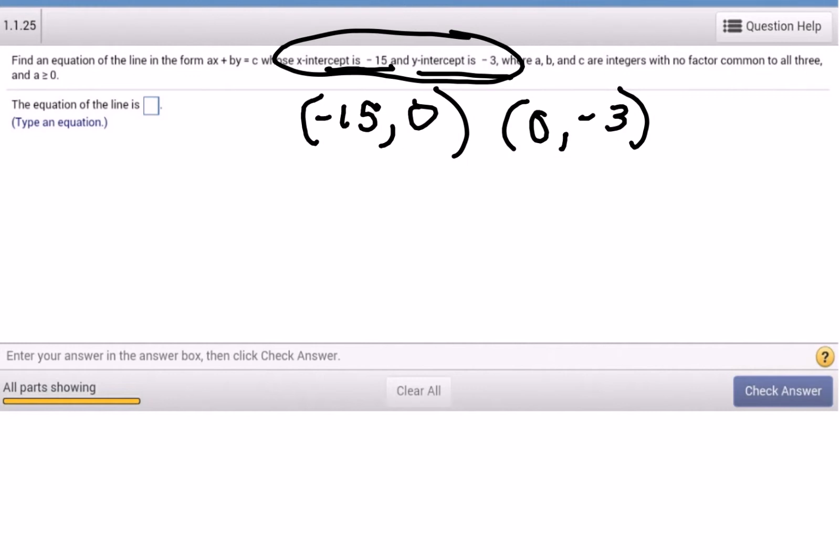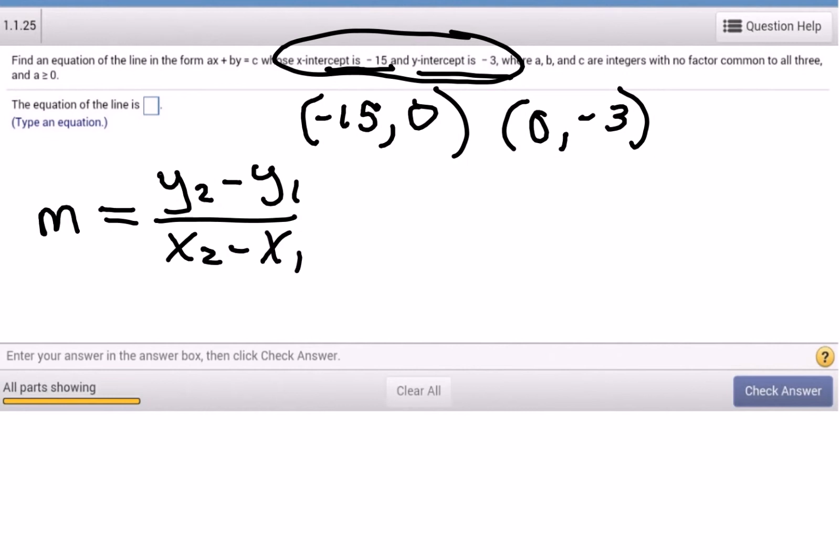Now what can we find here? Just think about how you find the equation of a line. You need a point and a slope. Do I have enough information to find a slope? We do. All you need is 2 points, and we have those 2 points. The one thing you need to remember is the formula to find a slope: m equals y2 minus y1 over x2 minus x1. And we want it in this form.